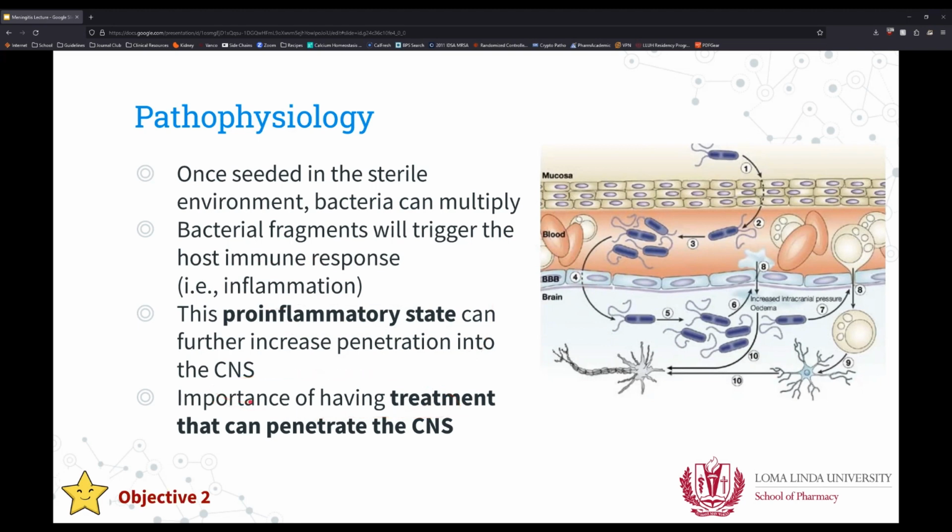So that is why it's important to have treatment that can penetrate the central nervous system. While the blood-brain barrier has a propensity to protect, it also acts as a great hurdle for us to provide treatment once the central nervous system is compromised, which we'll talk about more later, and what antibiotics are able to cross into the central nervous system.